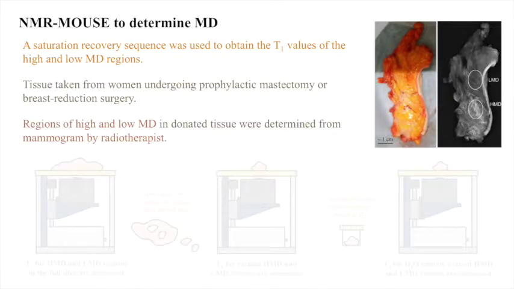The work in this paper was carried out on slices of breast tissue from patients undergoing either prophylactic mastectomy or breast reduction surgery. A photograph of a representative slice is shown in the left picture. We acquired a slice mammogram for each slice measured. This is shown on the right, and a radiologist identified areas of high and low mammographic density in each slice.